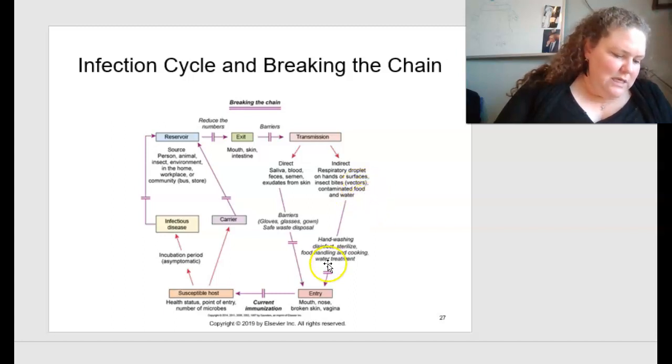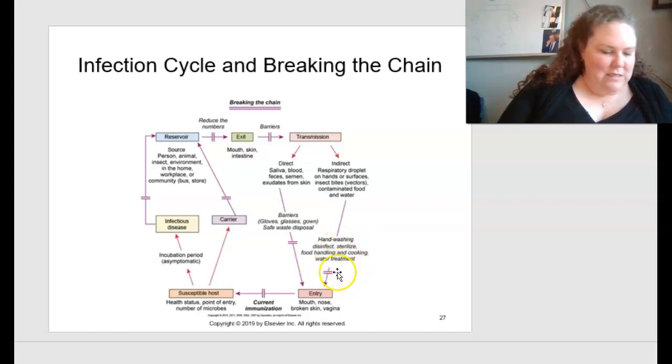And then this can lead to hand washing, where you can disinfect, sterilize, do correct food handling and cooking, as well as water treatment to break that cycle so that we don't have entry into our mouth, broken skin, vagina, etc. So you can see that there's multiple different ways that hygiene is a big one, and get your vaccinations and just be a good person and don't sneeze on people, and that would be good too.